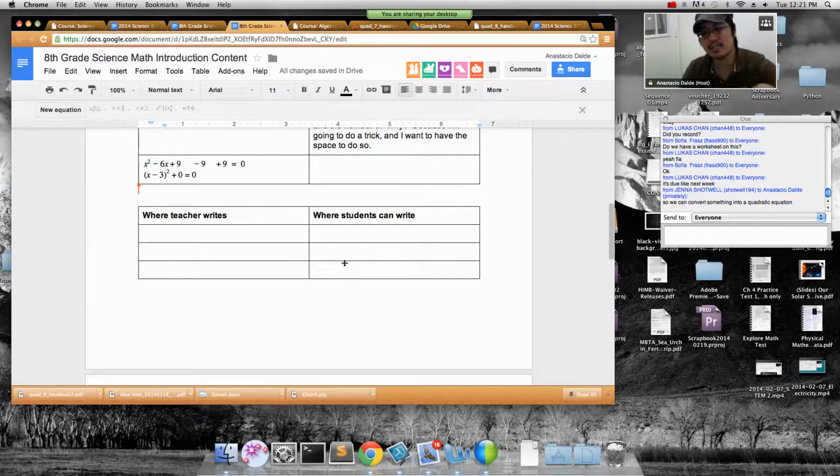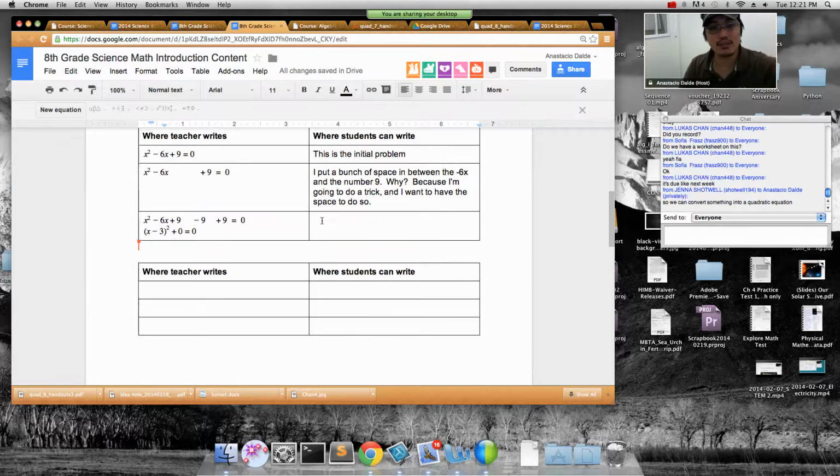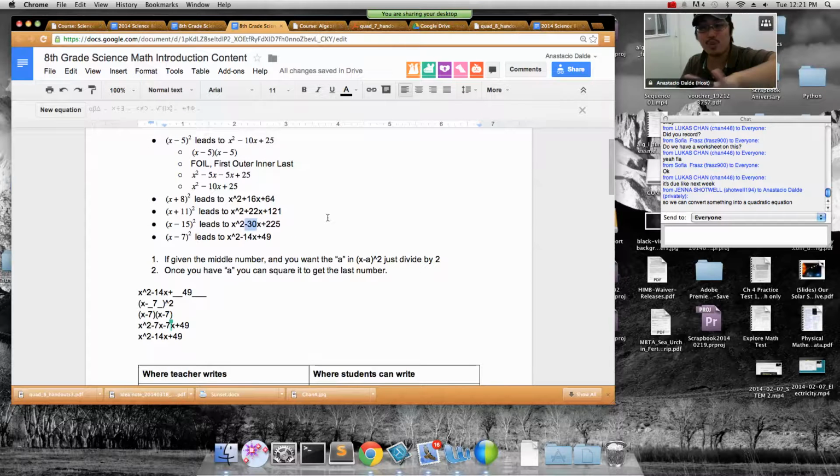And someone's asking, can we convert something into a quadratic equation? Let me get to the quadratic equation on Thursday. Because I'll be honest with you, I usually cover this lecture. This is what I'm teaching. This is what I taught my Algebra 1B students like 3 weeks ago. And I spent like 4 weeks on just this, completing the square.